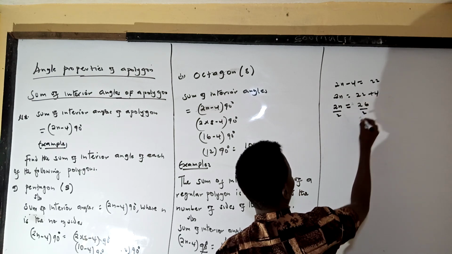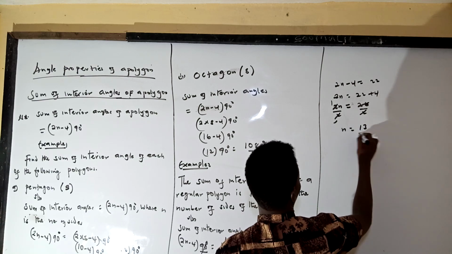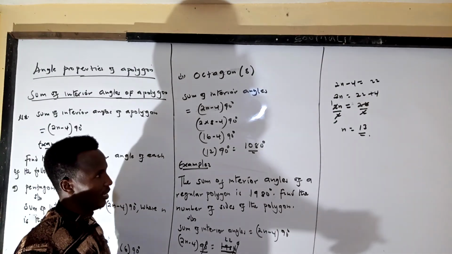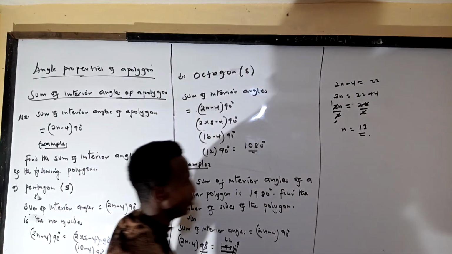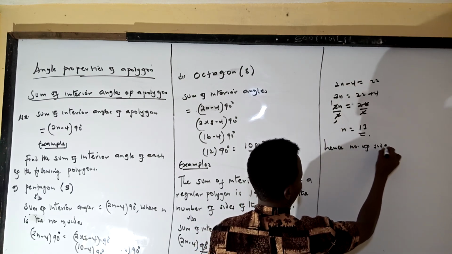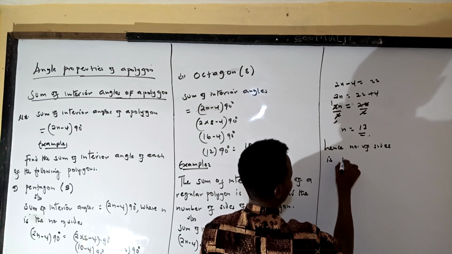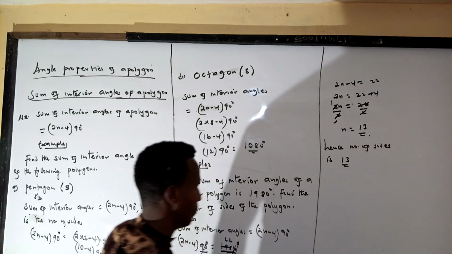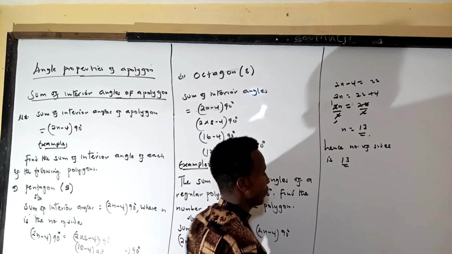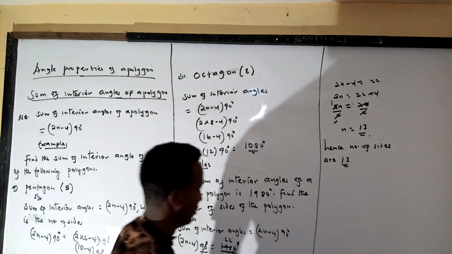All over 2. 2 divided by 2 is 1, and 26 divided by 2 is 13. So n is 13. Hence, the number of sides is 13.